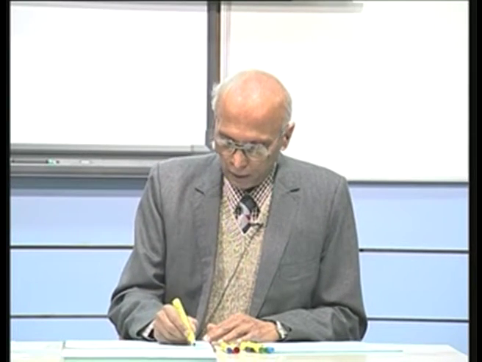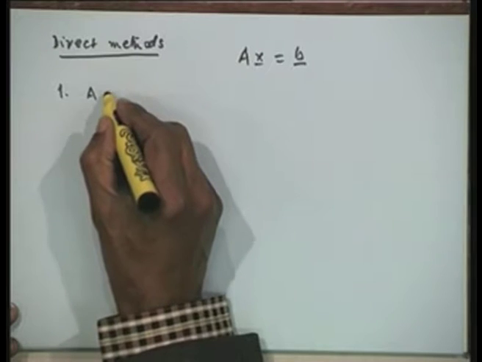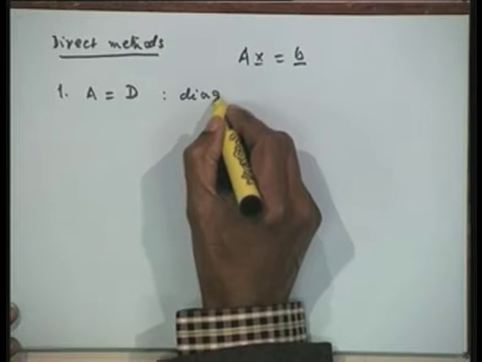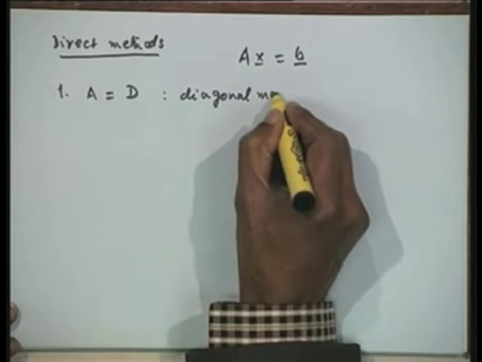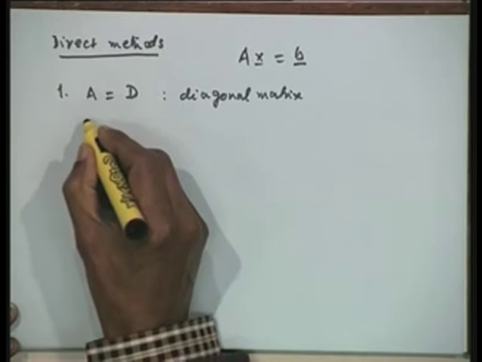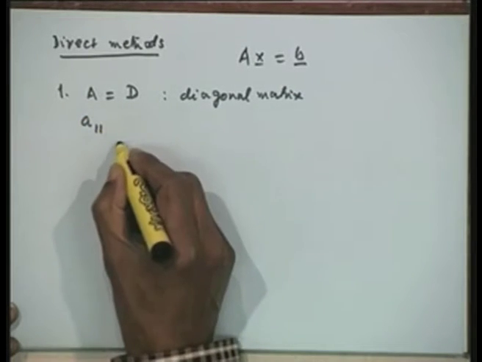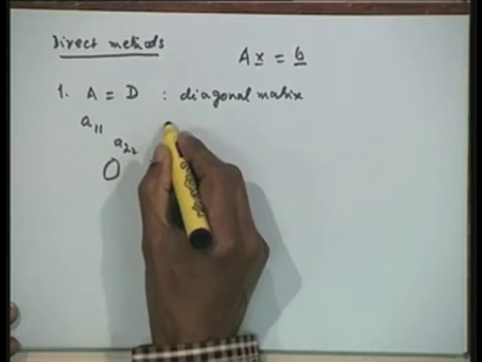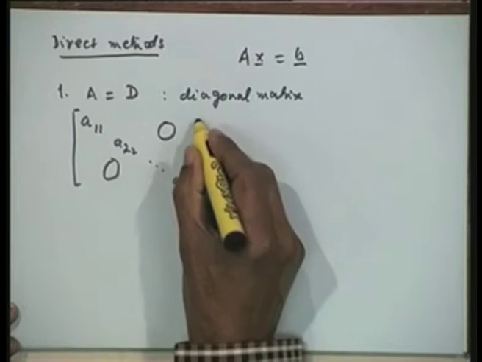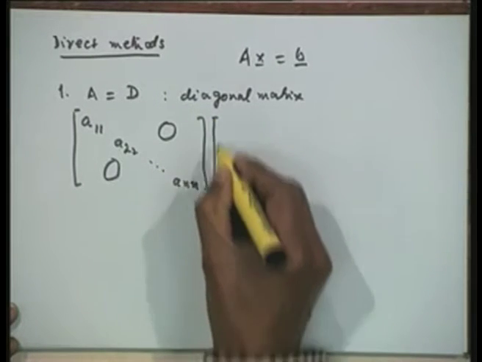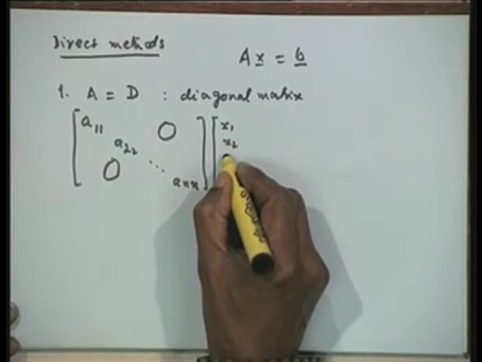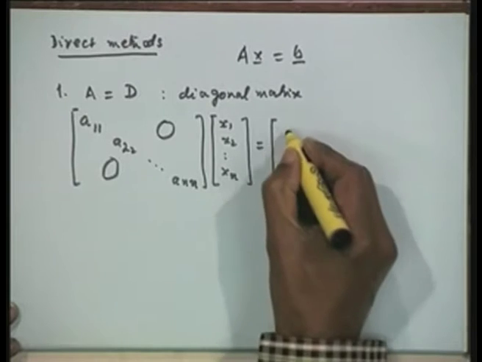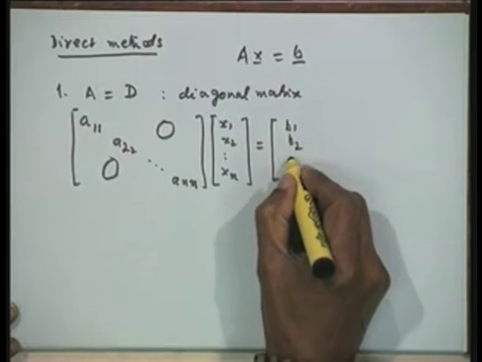Now, let us first of all take the case when A is a diagonal matrix. So, A is equal to D, a diagonal matrix. That means, what we are talking of here is the matrix a11, a22, so on ann, and we have the vector x1, x2, xn, and the right hand side vector b1, b2, bn.